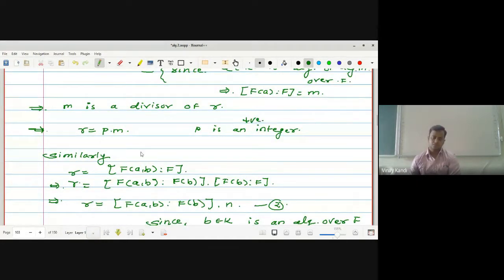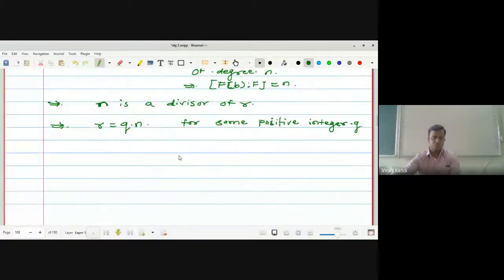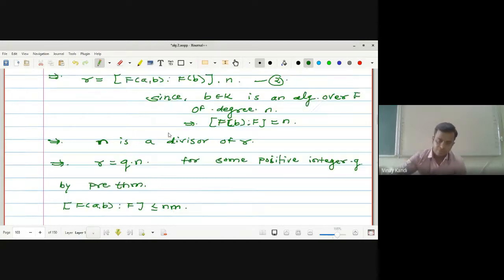It is a positive integer. Why? Because r is a degree, and a degree can never be negative, and n is positive. Similarly, r is equal to q into n. But by the previous theorem, the degree of F of ab over F is at most mn.